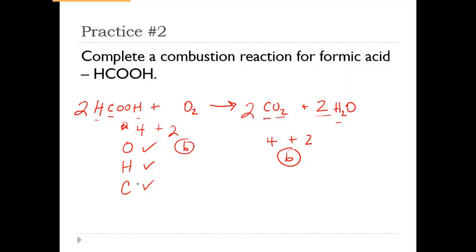We have the same amount of hydrogens on each side and the same amount of carbons on both sides. So this one might have been a little tricky, we had to go back and adjust some things multiple times, but it does work out.